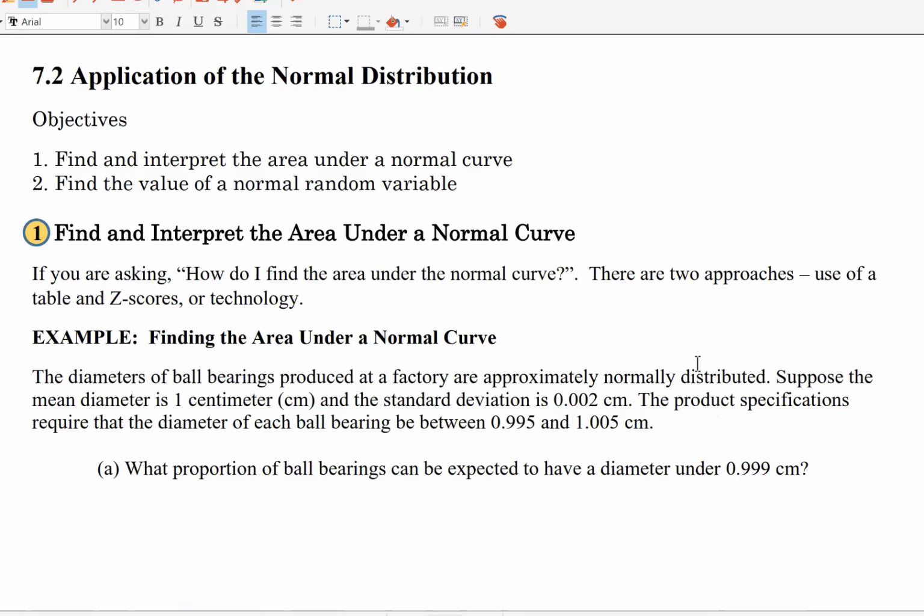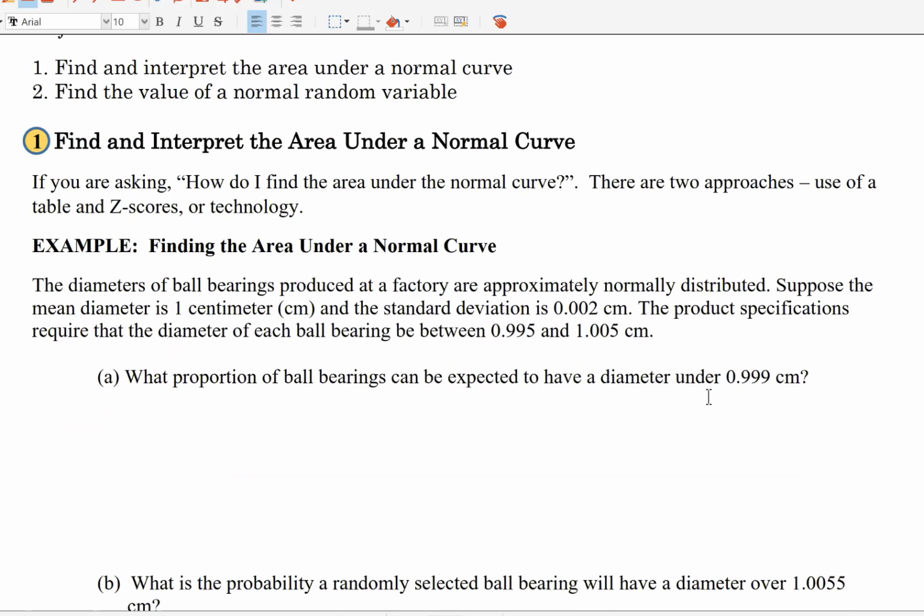7.2 is where we actually learn how to find these areas under the normal curve. There are a number of approaches that you can use to find the area under the normal curve. Back in the day when I was taking these classes and we didn't have any kind of technology, we had to use tables to find the area under the normal curve. But now that we have access to technology, that's the approach that we're going to take. We're going to be using StatCrunch to find the area under the normal curve.